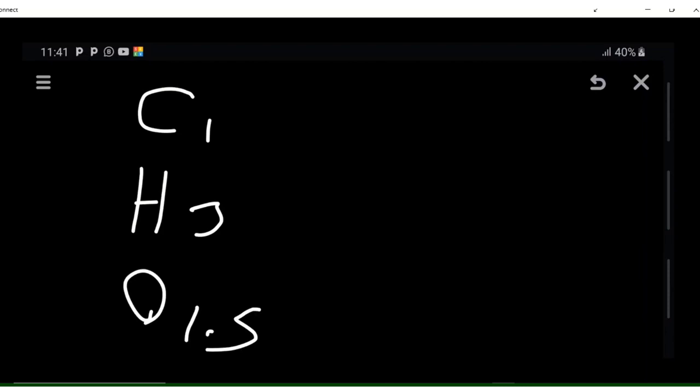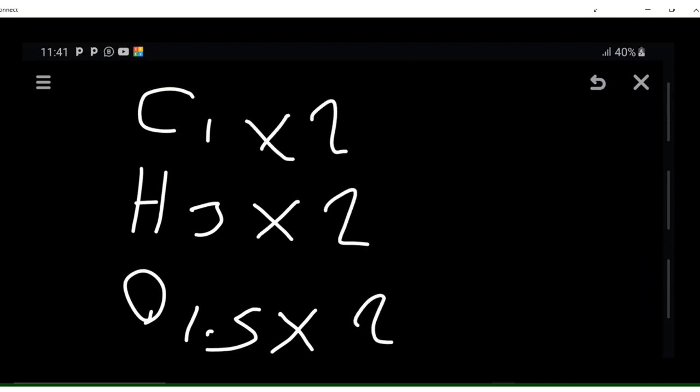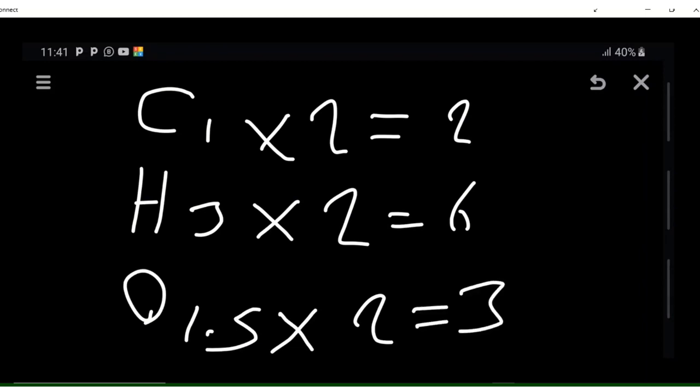So because I have 0.5 here, meaning I'm multiplying everybody by 2, so that I get a 2, a 6, a 3. I'm getting the whole numbers. Now this is right. You multiply everybody with the same number according to the type of fraction you have.